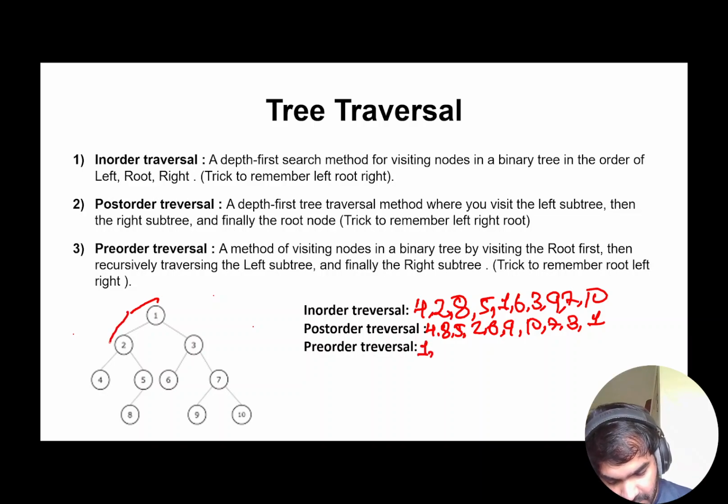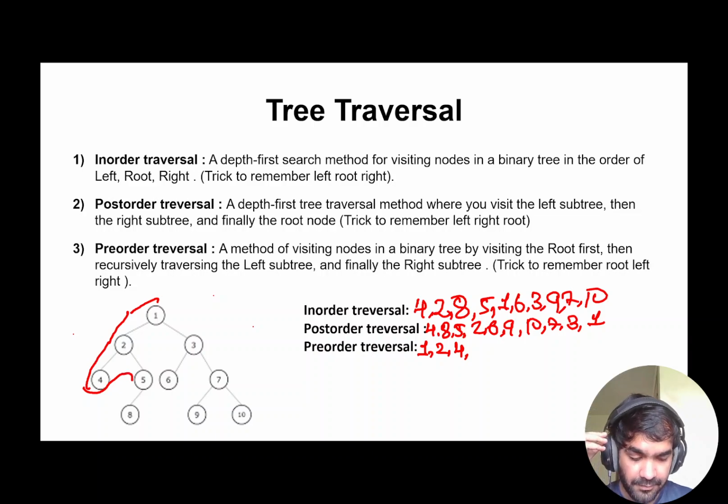Then the second root comes: root, left, right. After printing the root, we go to the left, and in the left subtree the root is 2. Then we print out 2. And then we again go to the left subtree of 2 and we print out the root, which is 4. And then again we go to the right subtree of 2 and print out the root, which is 5. And then we go to the left subtree of it and print out 8.